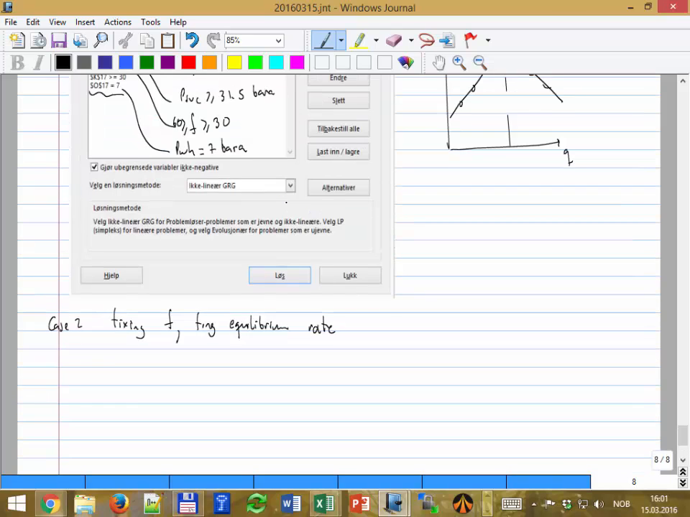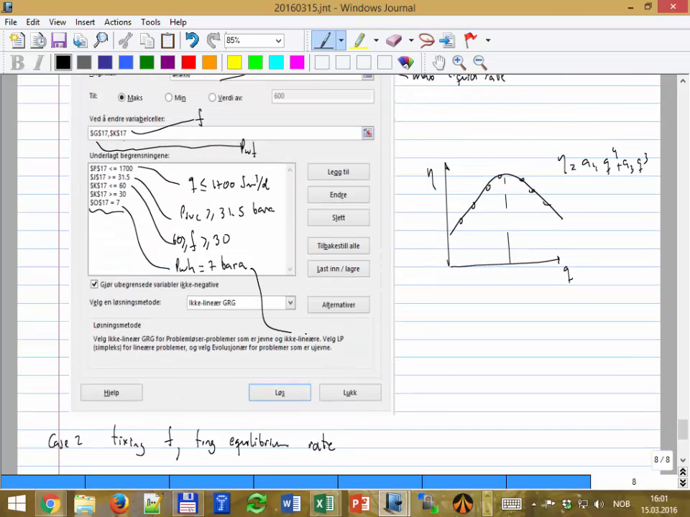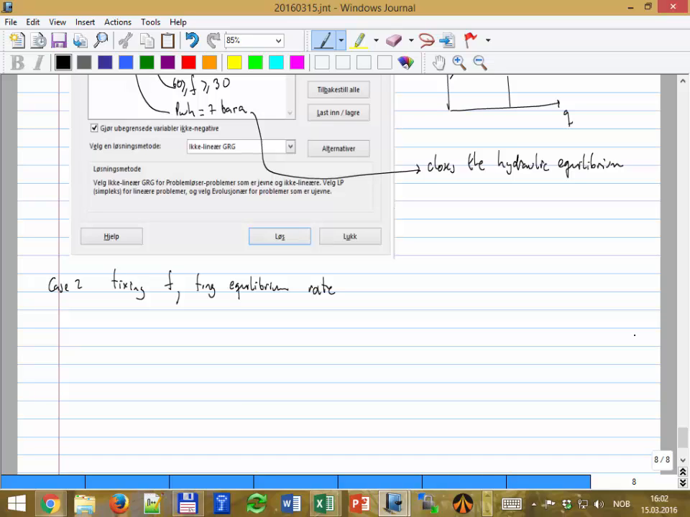Okay, remember this last constraint is very important because this is actually what closes the hydraulic equilibrium. Okay, fixing F, find equilibrium rate.